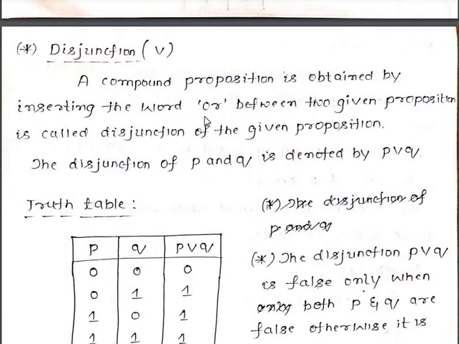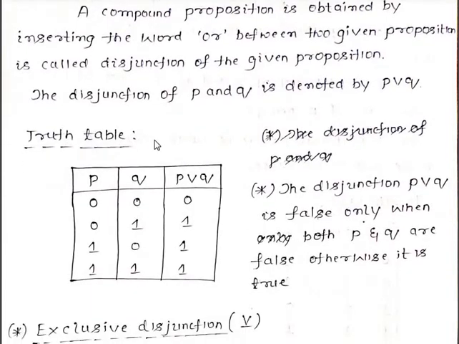The disjunction of P and Q is denoted by P with this symbol Q. While reading, it has to be read as P or Q. As I told you, it will work like an addition. Let us see the truth table for better understanding. In all the cases you have to take P, Q, P or Q: 0 0, 0 1, 1 0, 1 1.